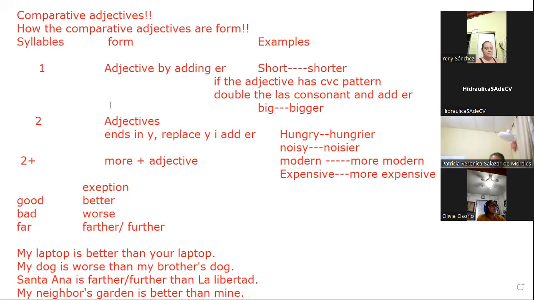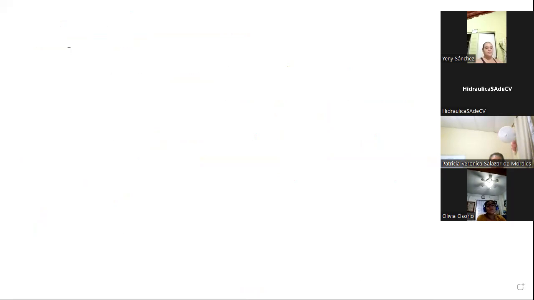Ok. Now what we're going to do is see what is the structure of it. Ahora vamos a trabajar en la structure. Ya aprendimos cómo hacerlo. Ya aprendimos qué palabras vamos a poner. Ahora vamos a ver el structure de ella. The structure de una oración using the comparative adjective. Tenemos el subject. El subject puede ser un noun, pronoun, ¿verdad? Subject plus verb.